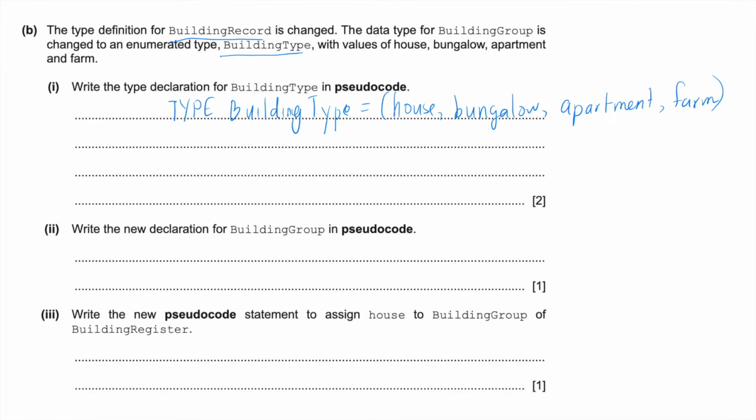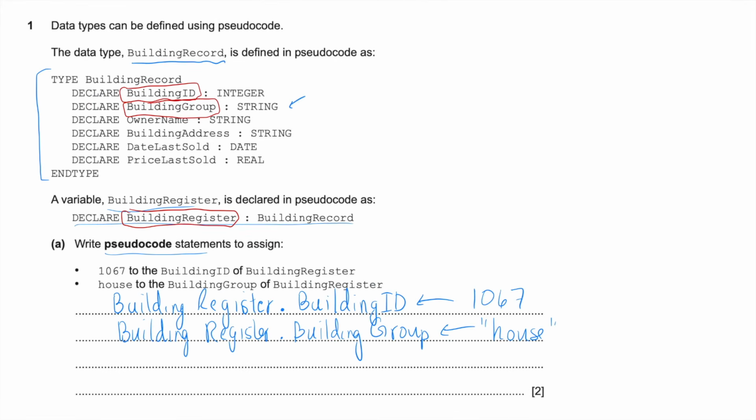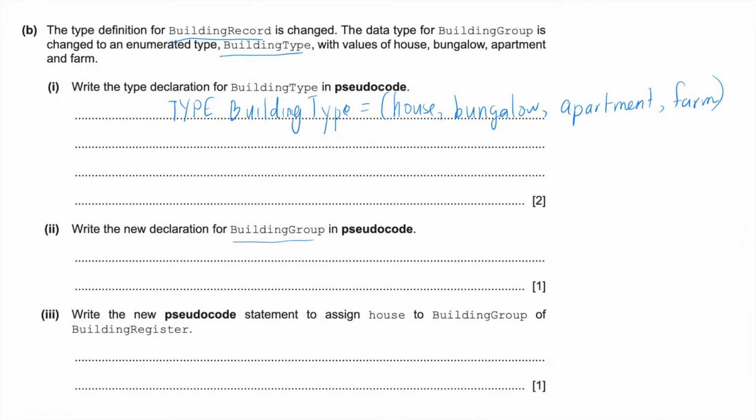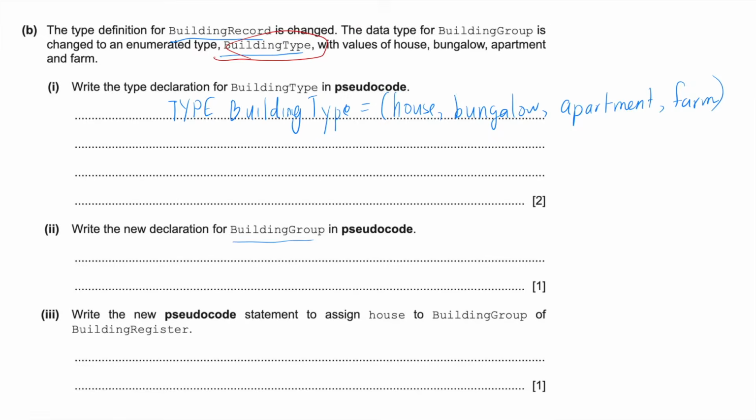It says write the new declaration for building group in pseudocode. So if you actually go back right here, this is building group, and we have a new data type called building type, which is right here. So if we basically wanted to change that, we would be changing this to declare building group, and then our new data type would just be building type, which is what we specified right here, this data type.